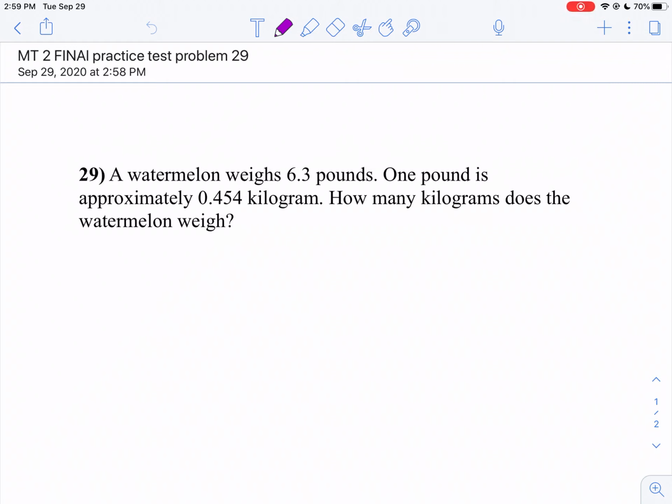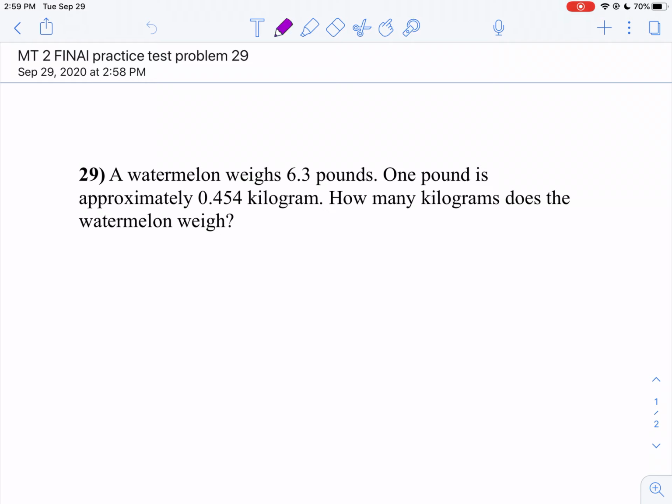Here we have problem 29 on your MT2 practice test. It says a watermelon weighs 6.3 pounds. 1 pound is about 0.454 kilograms. How many kilograms does a watermelon weigh?